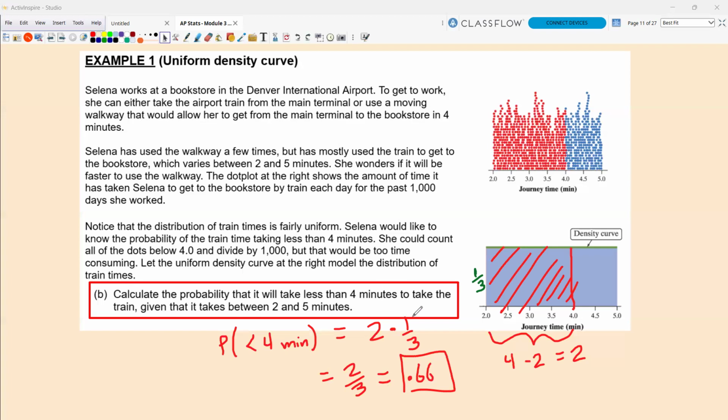That's it, folks. 0.66. I guess I'll put another number on there, 7, to round that up. But you're really just getting an area of a rectangle for these. There's really nothing more to it.